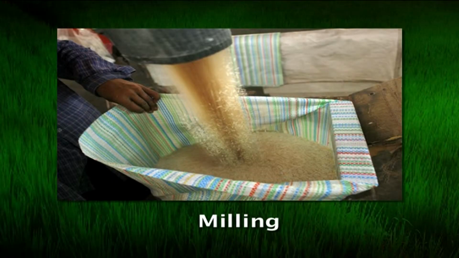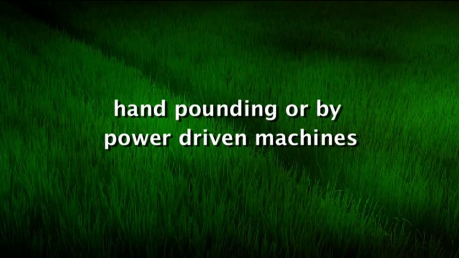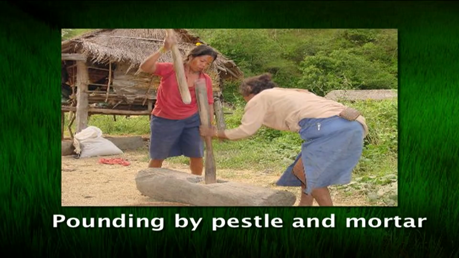The basic objective of a rice milling system is to remove husk and bran layers so as to produce an edible white rice kernel that is free of impurities. The husk is removed either by hand pounding or by power-driven machines. The former method consists of pounding the rice using a pestle and mortar, and it also gives a higher recovery of rice than machine milling.